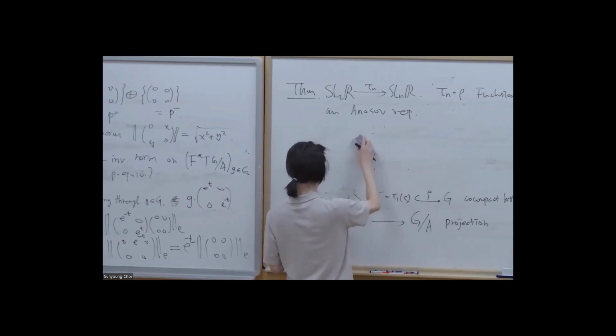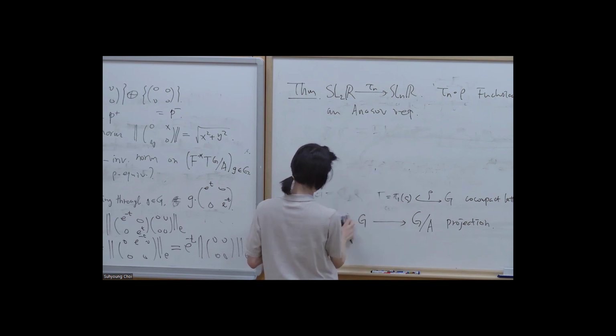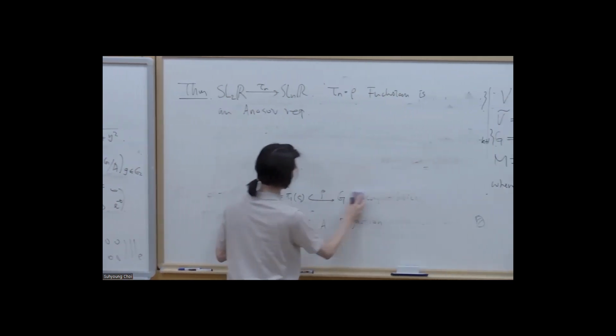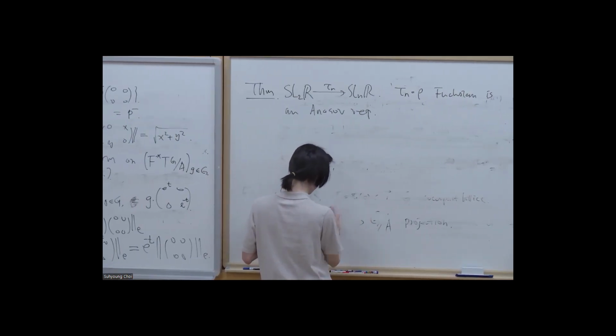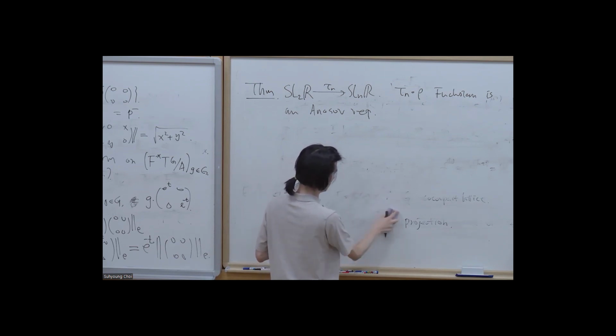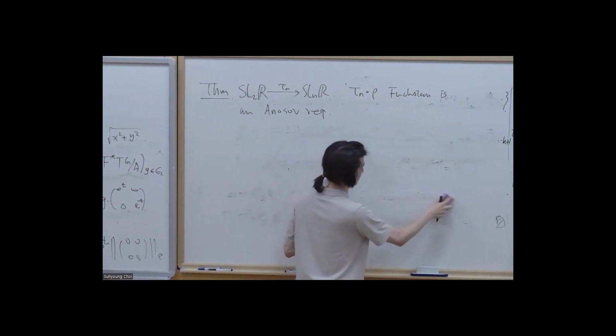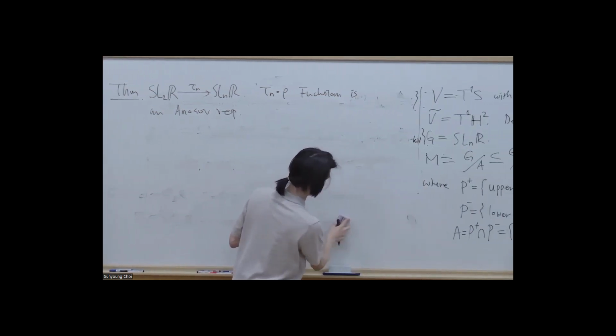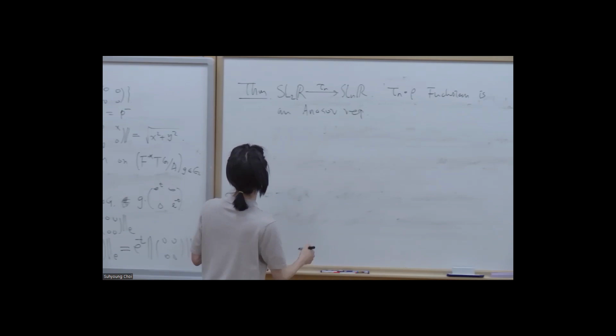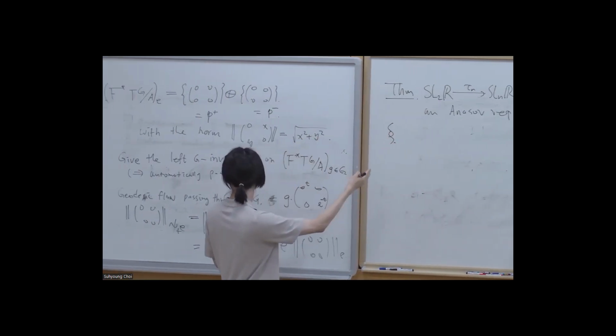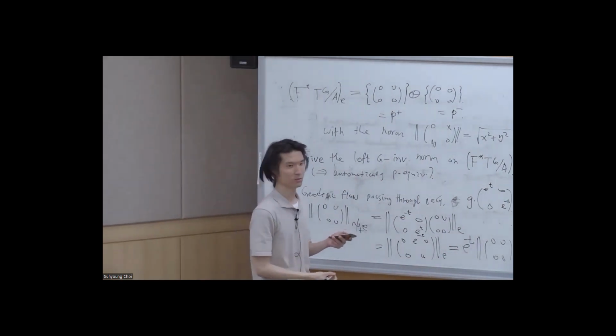And now let's discuss the Anosov map. I think that's the most important feature of Anosov representations. So before we go to the next section, if you have any questions, please feel free to ask me.